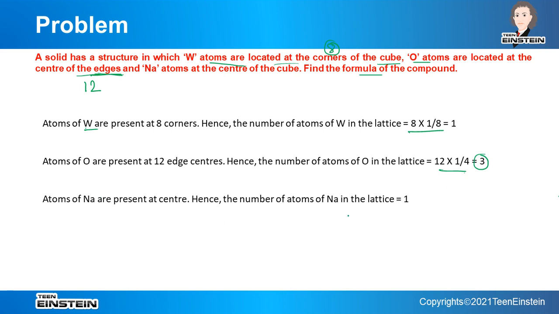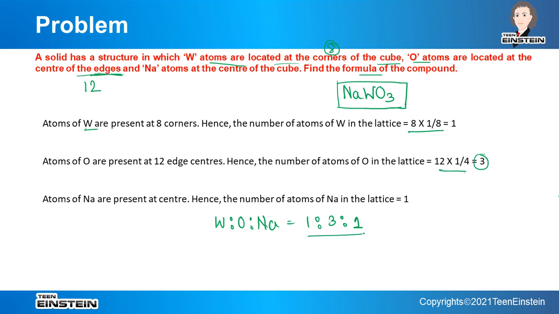So it is 1. So the ratio of W, oxygen and sodium is 1:3:1. So what will be the formula? The formula will be NaWO3. Here options are not given, but if options are given, we can choose that. So this is the formula of the compound which we have obtained from this simplest ratio.